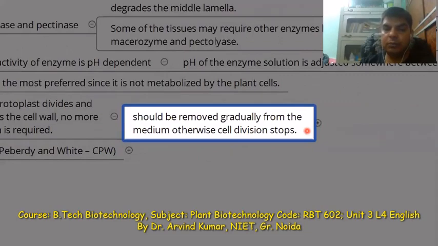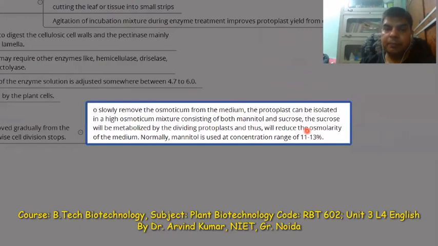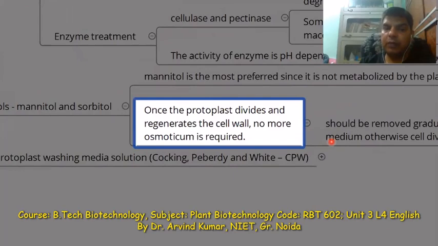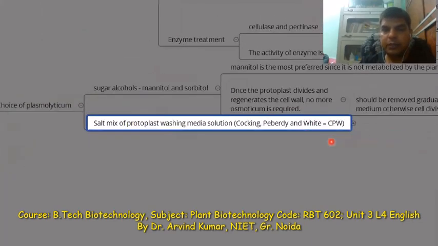So you should remember all these points. The osmoticum should be removed gradually from the medium, otherwise cell division stops. The protoplast can be isolated in a high osmoticum mixture consisting of both mannitol and sucrose. The sucrose will be metabolized by the dividing protoplast and thus will reduce the osmolarity of the medium. Normally, mannitol is used at a concentration range of 11 to 13%. So why do we use mannitol, and why is it preferred over sucrose or other solutions? It is pretty clear here.